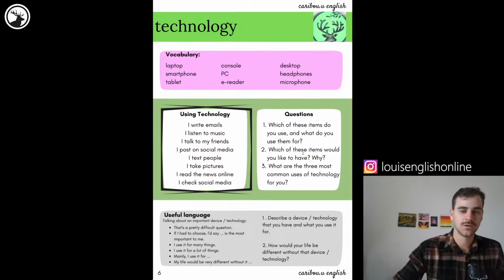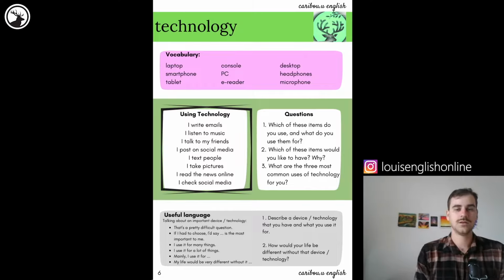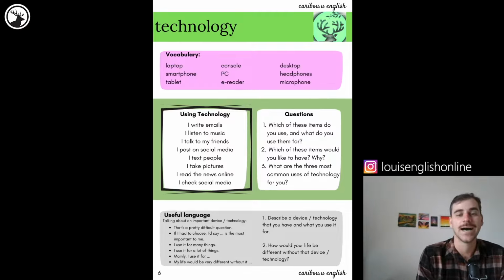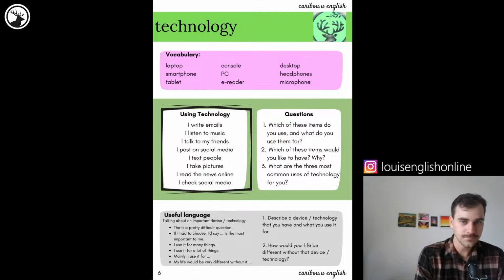Number 2, which of these items would you like to have? Why? So here you could say, I would like to have a microphone because I'm a musician and I want to record music. You could also say, I would like to have an e-reader because I like reading books. What about tablet? You could say, I would like to have a tablet because I like posting on social media.